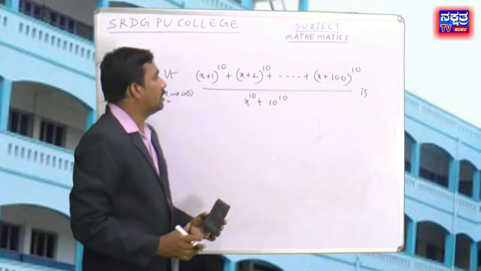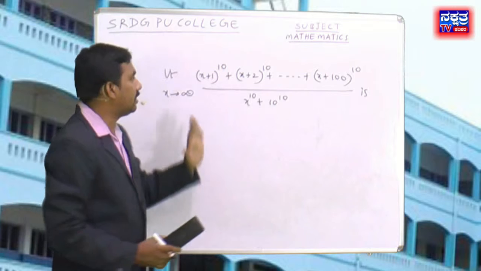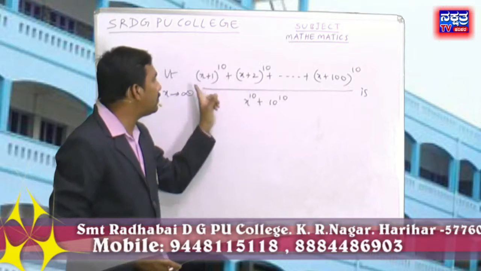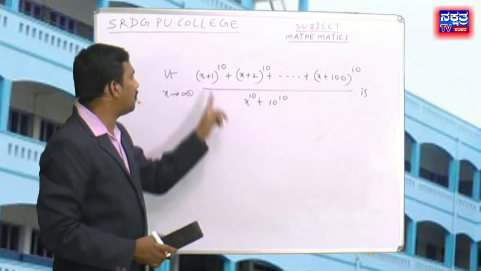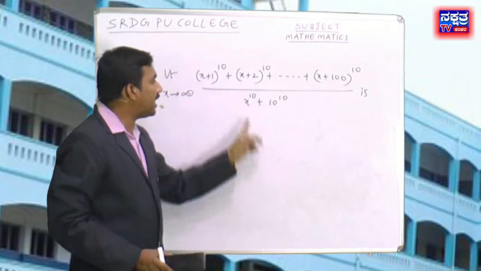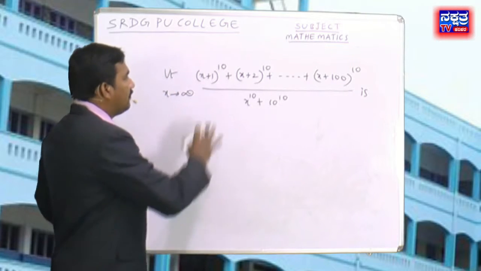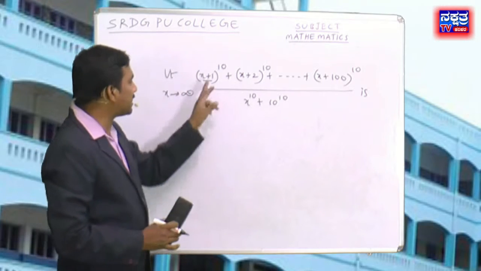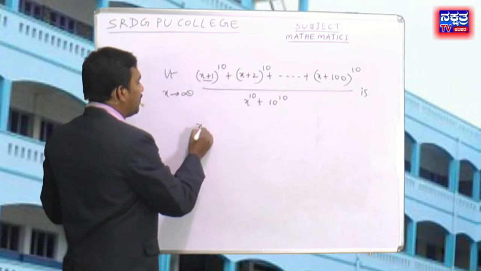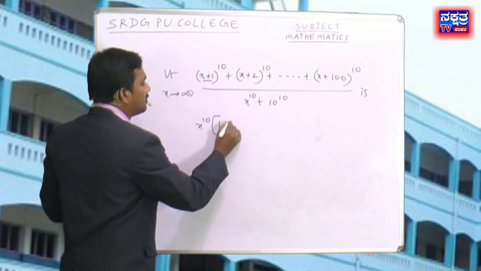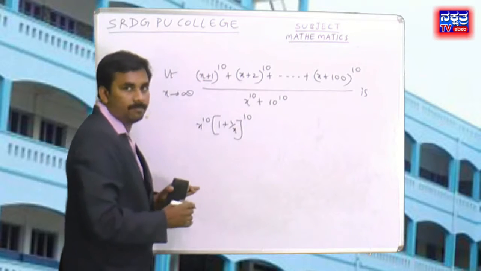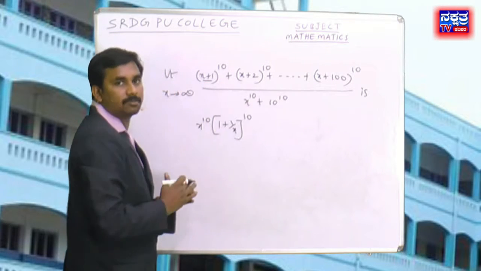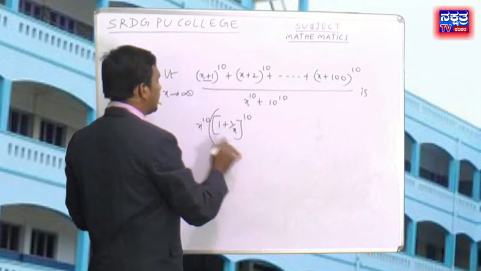See, it is one more important question. Here (x plus 1) whole power 10, (x plus 2) whole power 10 and (x plus 100) whole power 10. How many terms are there first? 100 terms: 1, 2, up to 100. So x power 10 plus 10 power 10 is in the denominator. If you take x common, then out of the bracket we will get x power 10. Then with x power 10 common, we will get (1 plus 1 by x) whole power 10. In the same manner, here also x power 10, here also x power 10. From each term x power 10 is common. So clearly we will get x power 10 common.